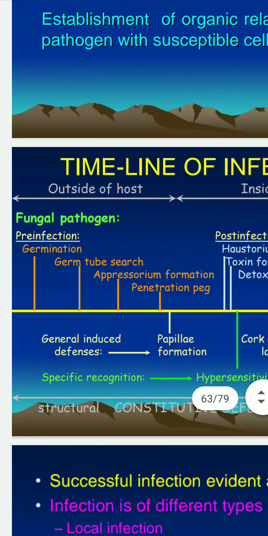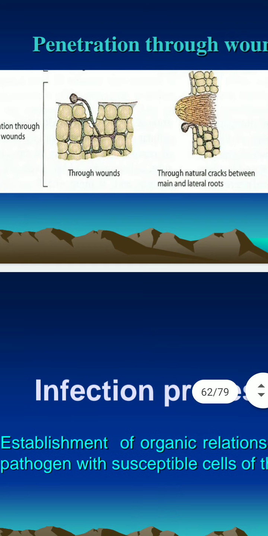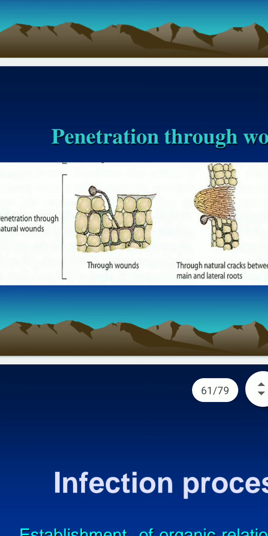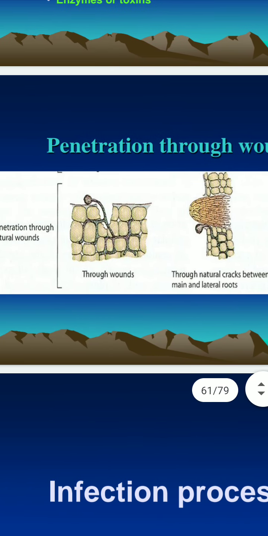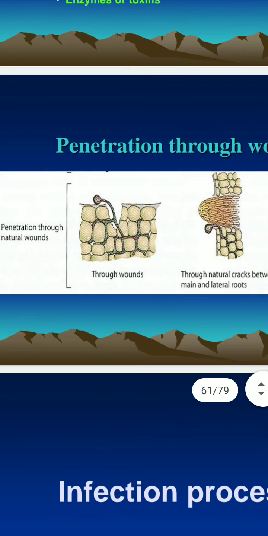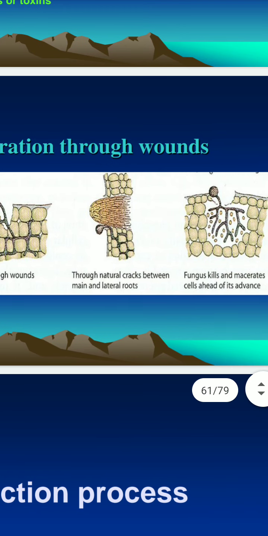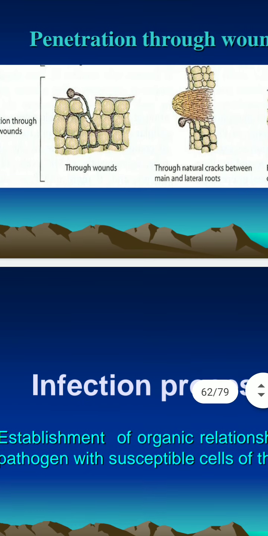These are the diagrams I showed earlier. Now we have studied all the infection penetration processes in the plants. These are the diagrams which I had already discussed. Penetration through wounds: these three diagrams show penetration of the fungus through the wounds. Thus, we have studied how the penetration of microorganisms can take place in the host tissue.